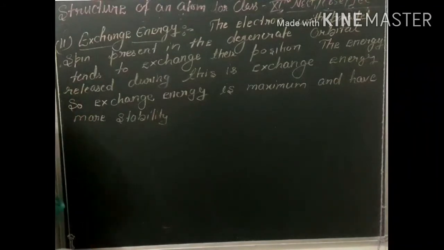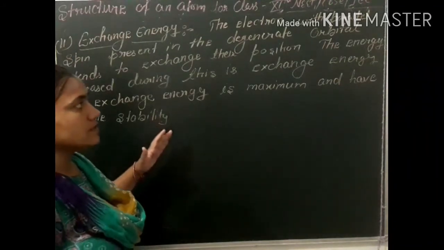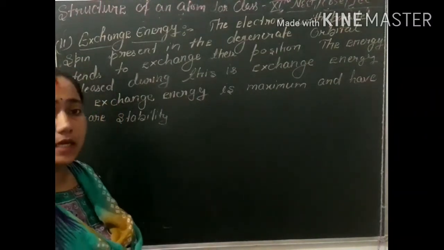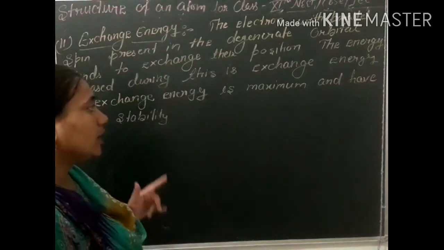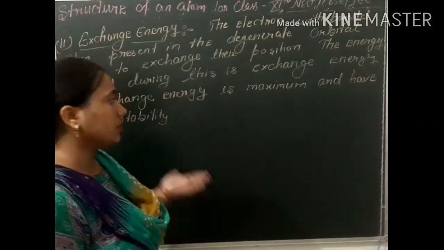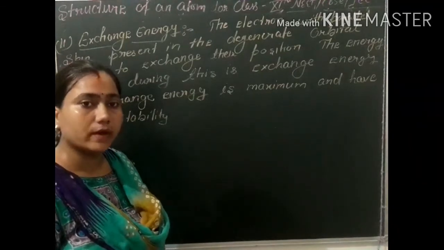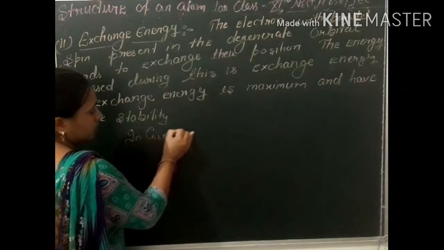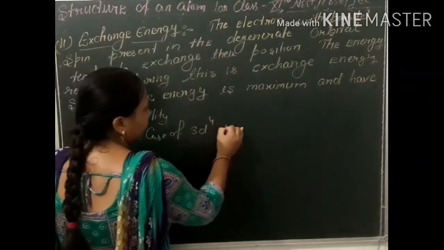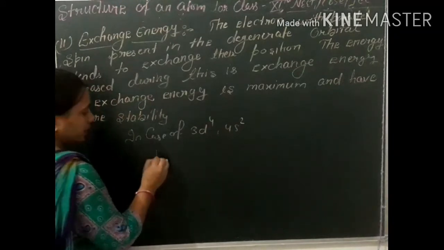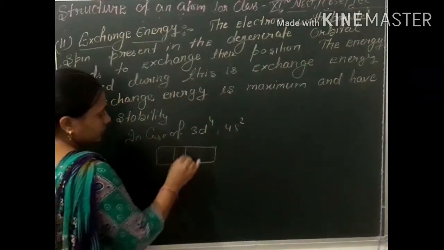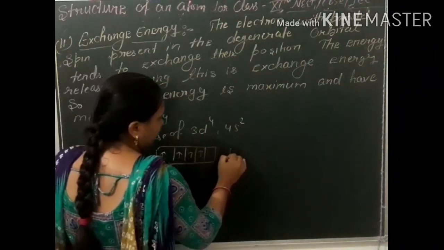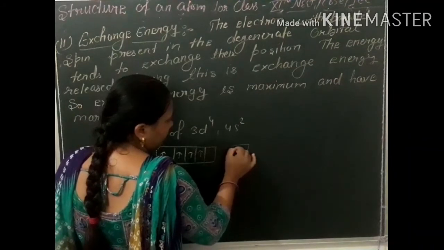Let's say what the exchange energy is. The exchange energy is that in orbitals the electrons can exchange their energy. Now the energy is released during the exchange of an electron. So if exchange energy is maximum, then the stability of an orbital is also maximum. Now in case of 3d4 and 4s2, here 1 2 3 4 and here is 4s2, 1 and 2.